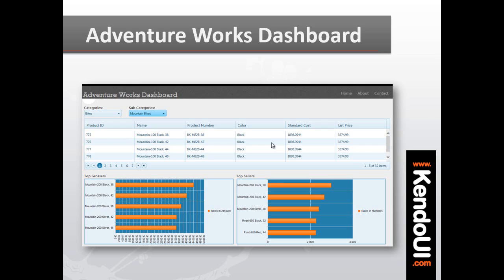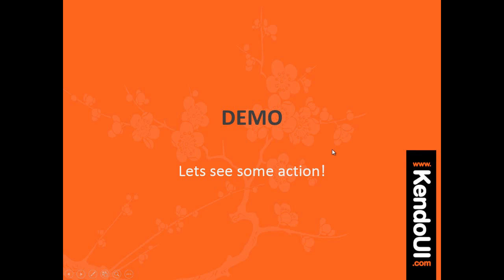So basically, if you change a category, it will change the subcategory, and then if you click on the subcategory, the grid will change itself, and also as soon as you change a category, the 2 graphs at the bottom will change. So we're going to be looking at how easy it is to create this particular UI using Kendo UI ASP.NET MVC wrappers. So having said that, this is demo time, so let's see some action.